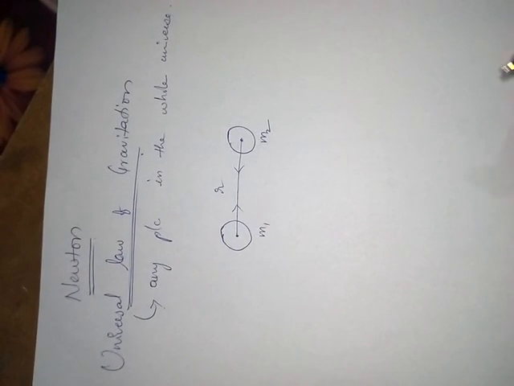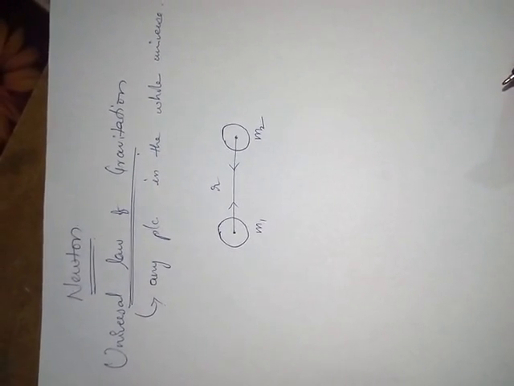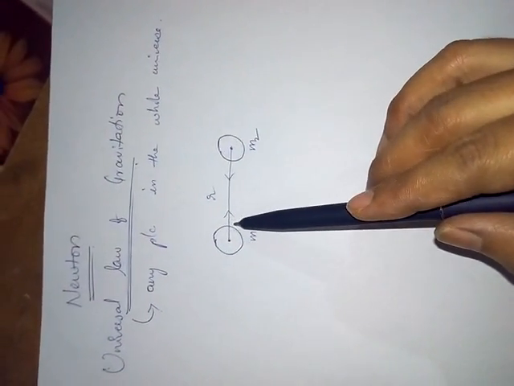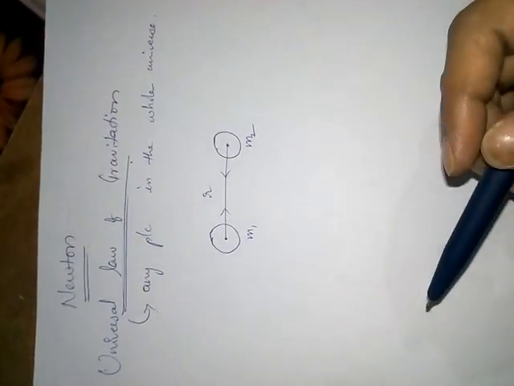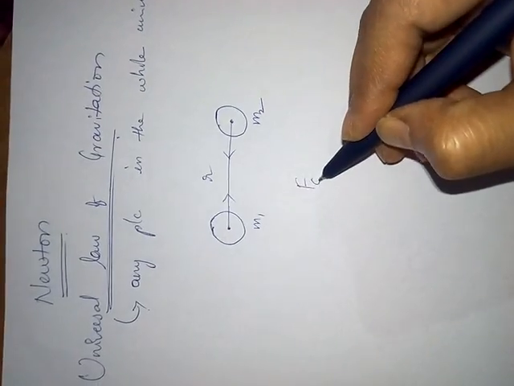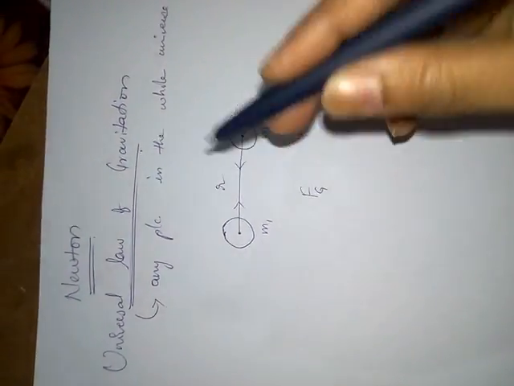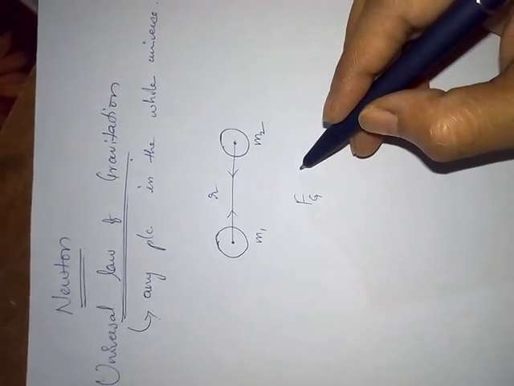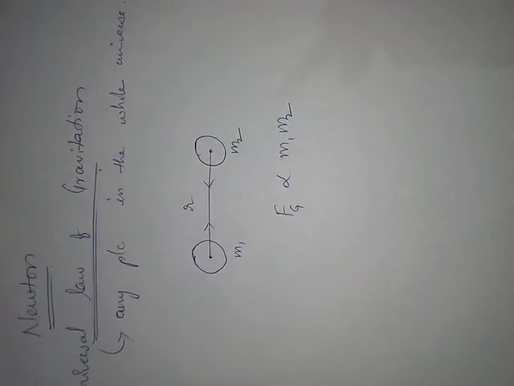Now, these two will have attractive forces. We are considering only attractive forces and not repulsive forces, because point masses are said to have attractive forces among them. When you try to find the magnitude of the force among them, that will be Fg, the force of gravitation. This Fg is proportional to the product of masses. This is said to be the law of product of masses.